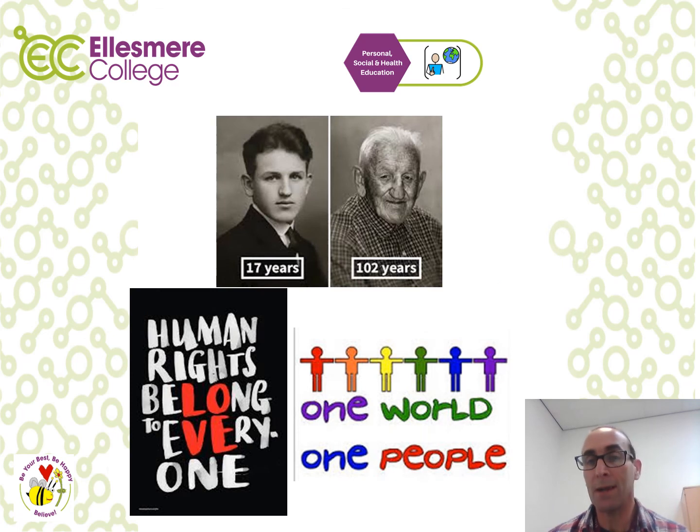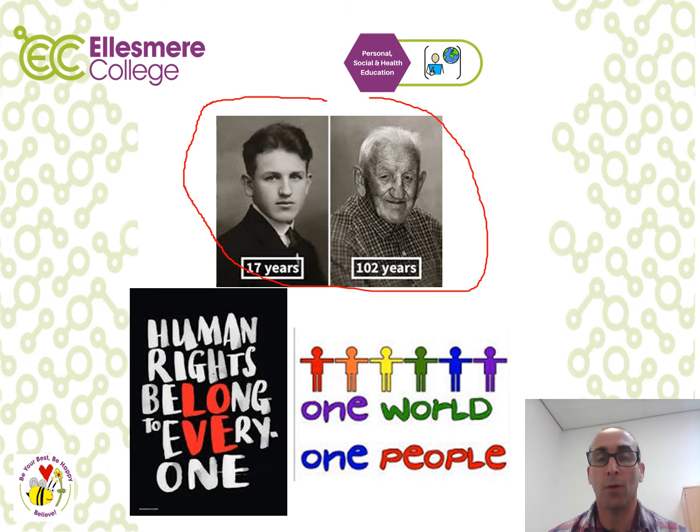In the next part of the PSHE lesson, we'll be considering the differences as we get older. In this example, this is the image of the same person when they were 17 years old and now when they're 102 years old. And what does that mean for our bodies?